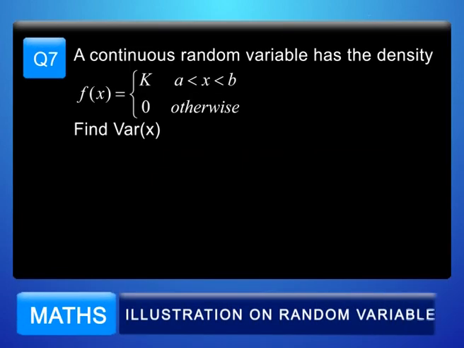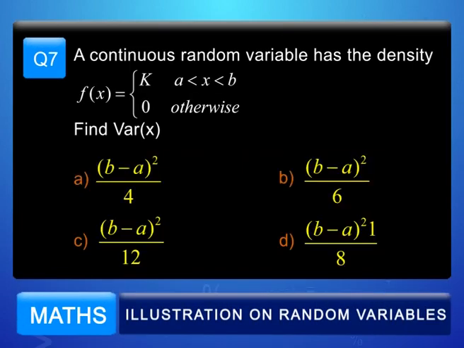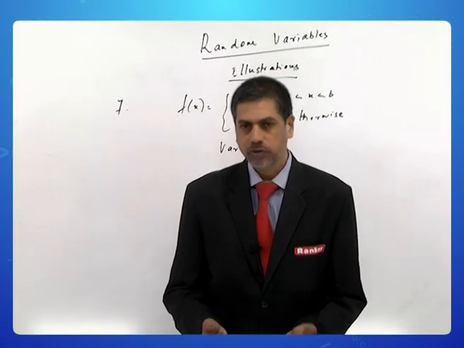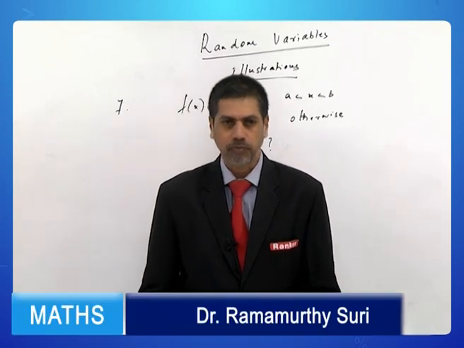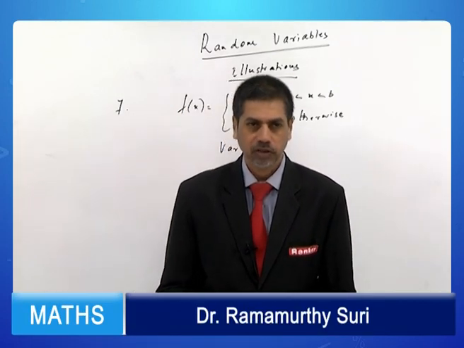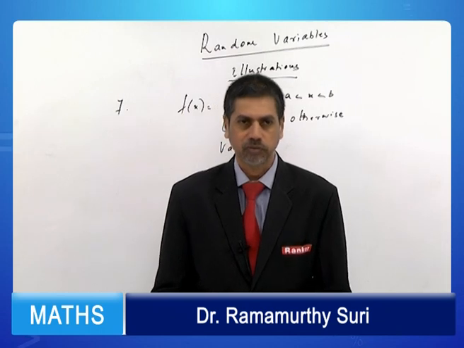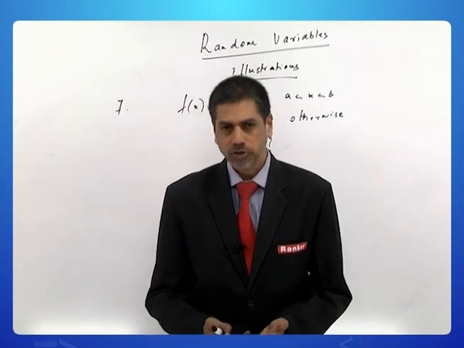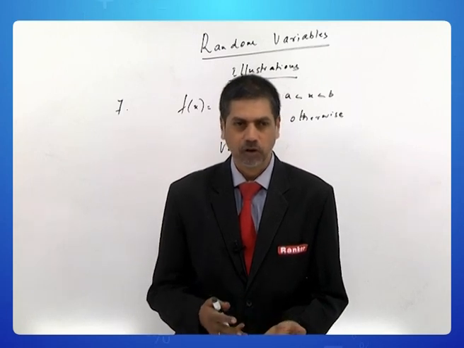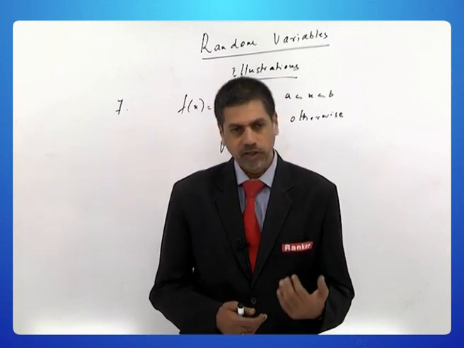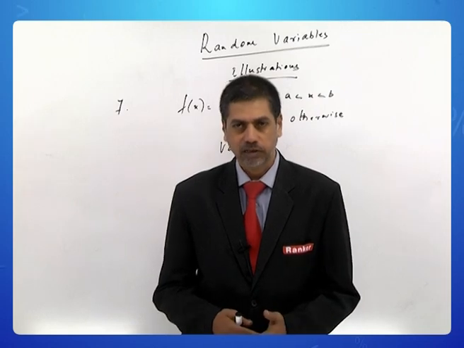Question number 7. A continuous random variable has a density f of x is equal to k in the range a less than x less than b and 0 otherwise. Find the variance of the distribution. Even though this is a very simple example, why we chose to do this problem is that in engineering normally we study a distribution called the uniform distribution. The uniform distribution is one of the simplest of the distributions whose mean and variance are all well known. So we will derive this and remember them as a standard result.